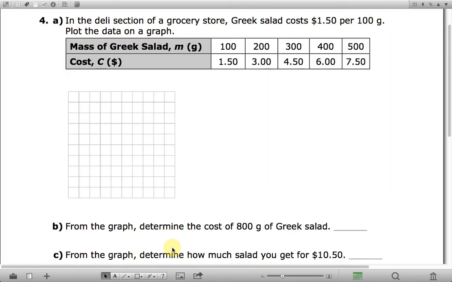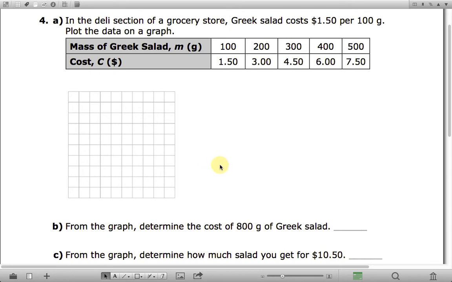So moving on to the next example, it says here that in the deli section of a grocery store, Greek salads cost $1.50 per 100 grams. We want to plot this data on a graph. So we're actually given a table of values here, and we want to know what this graph would look like.